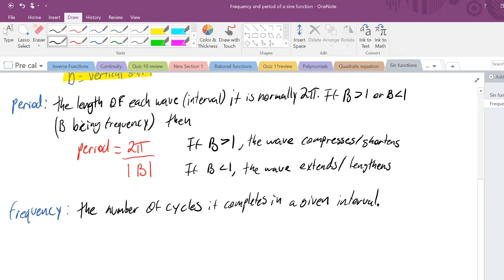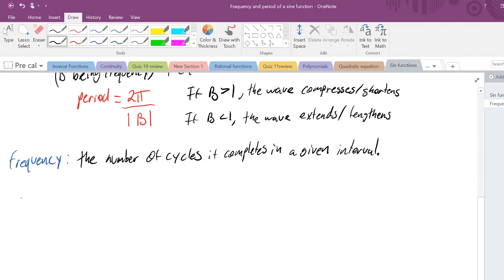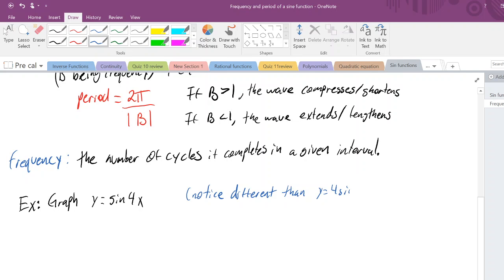All right, so now let's get to some examples. This is how we learn. Example: graph y equals sine of 4x. So now I need you to see something. Notice it's different than y equals 4 sine of x.